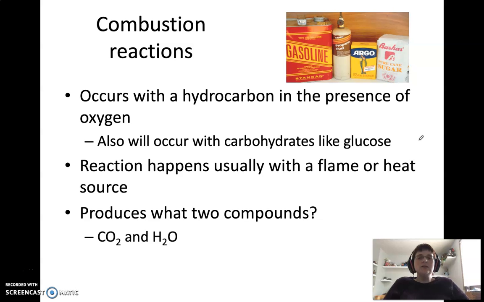If the 2 products are carbon dioxide and water and that's it, and you look on the reactant side and see a hydrocarbon and oxygen, you know you're looking at a combustion reaction. So here's that methane reaction that we saw earlier. Methane plus oxygen gets you carbon dioxide plus water.